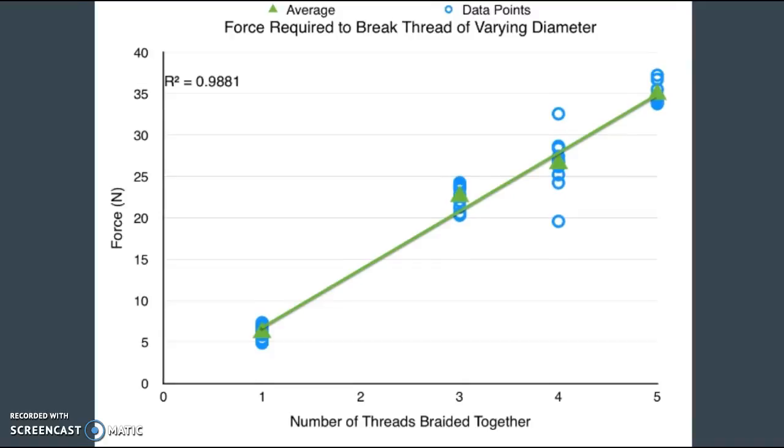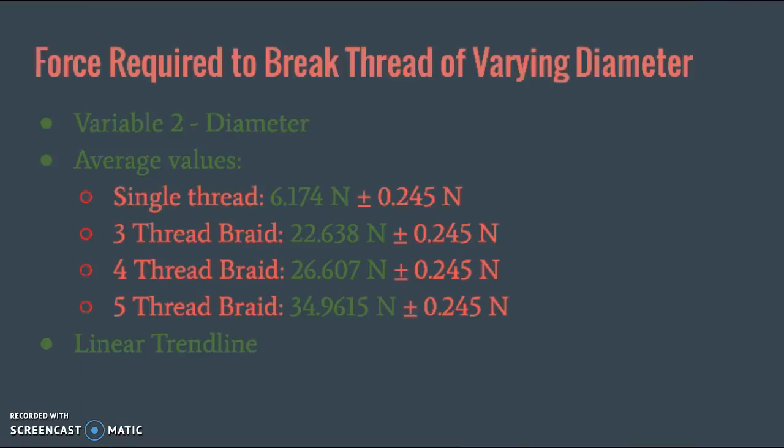For the variable of the diameter, we increased the diameter of the threads by braiding 3, 4, and 5 threads together and doing 10 trials of each, using a single thread as the control. The data above shows a strong linear relationship between increasing the thread diameter and the force required to break it. You can see that the r-squared value is very close to 1, showing a near-perfect fit.